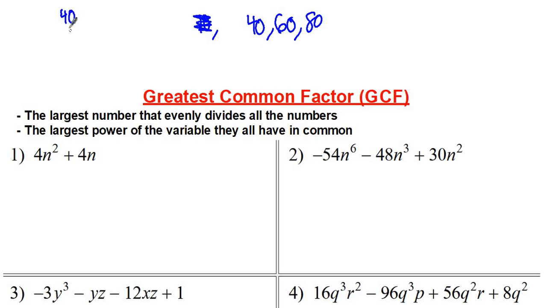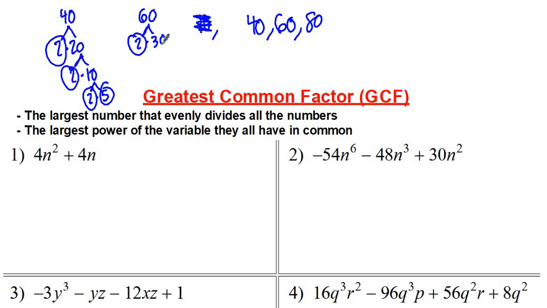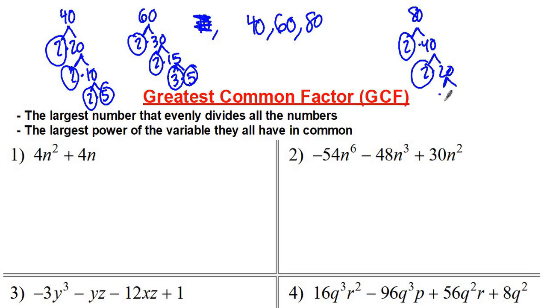The traditional way in pre-algebra is by making these factor trees. So basically factor tree means break down 40 into what multiplies to 40. So 2 times 20, and then 20 is the same as 2 times 10, and 10 is the same as 2 times 5. Okay, 60 is the same as 2 times 30, and 30 is the same as 2 times 15, and 15 is the same as 3 times 5. And every time I'm circling a number, that means we can't break it down anymore, because those are prime numbers. 80 is the same as 2 times 40, 40 is like 2 times 20, 20 is like 2 times 10, 10 is like 2 times 5.